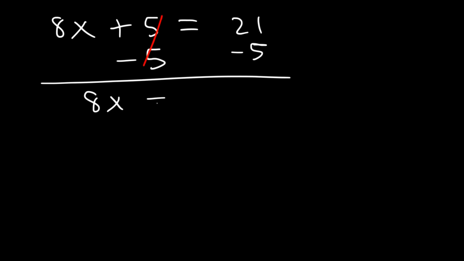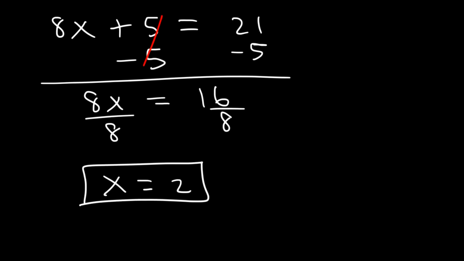21 minus 5 is equal to 16. And now, we need to divide both sides by 8 to separate x from 8. So 16 divided by 8 is 2, and that is the value of x in this example. And we can check it.